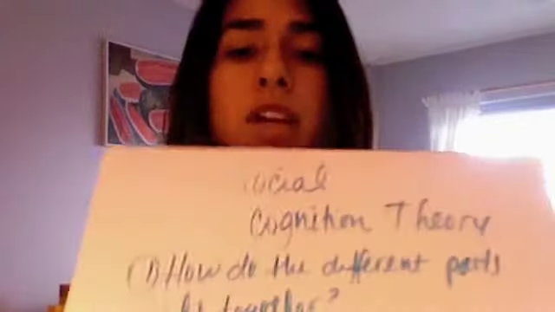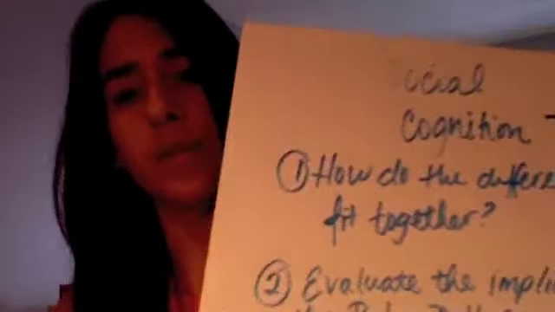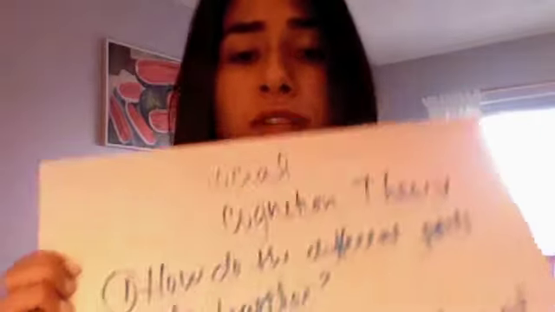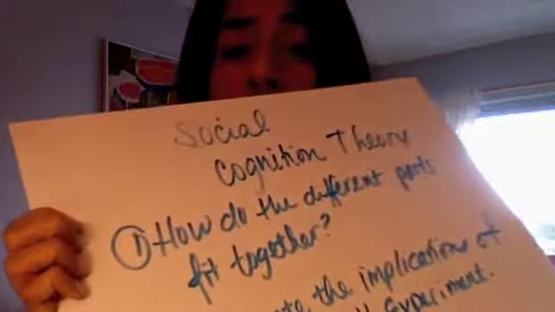Okay, and the second objective is I want you to think in particular about the Bobo doll experiment. Now I haven't explained the Bobo doll experiment, but it's a fascinating part of the theory, and I want you guys to think about how it fits in with the rest of the theory and what the implications are, okay? That's actually what I have written down here, to evaluate the implications of the Bobo doll experiment, because I think it's really relevant to teaching and to a lot of debates about violence in the media that we talk about today.